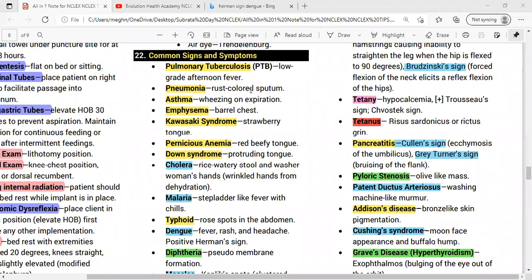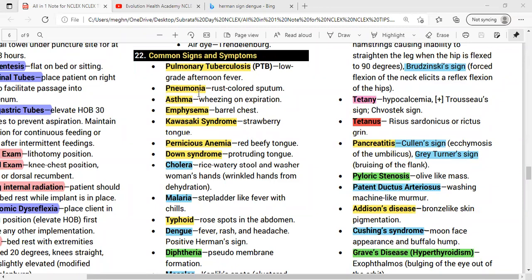Here, I'm going to talk about some common signs and symptoms for the NCLEX-PN and NCLEX-RN board exams. The first disease is pulmonary tuberculosis, which means TB in the lung. The organism name is Mycobacterium tuberculosis. The most common sign here is that the patient has a low-grade fever. Usually the fever comes in the afternoon or evening. The patient also complains of cough and weight loss.